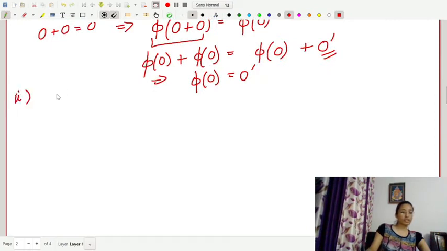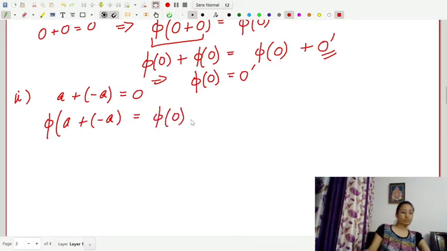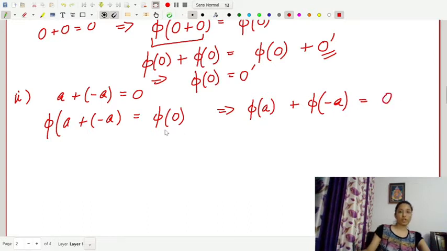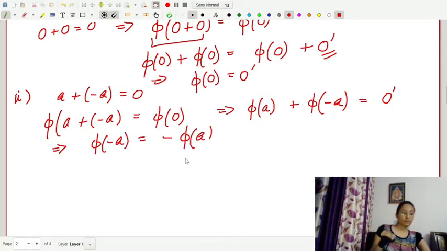To prove the second property, a plus minus a is equal to 0, which in turn implies phi of a plus minus a is equal to phi of 0, which in turn implies phi of a plus phi of minus a is equal to 0, because phi of 0 is 0. More precisely, I should say phi of 0 is 0 dash, which in turn implies phi of minus a is equal to minus of phi of a.